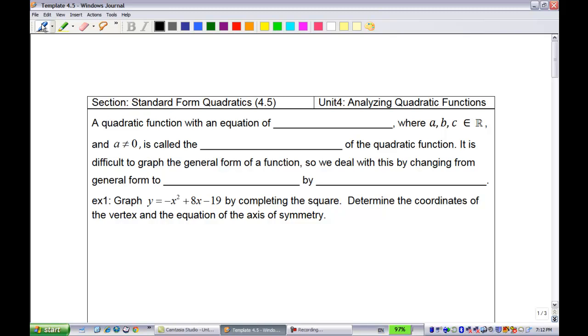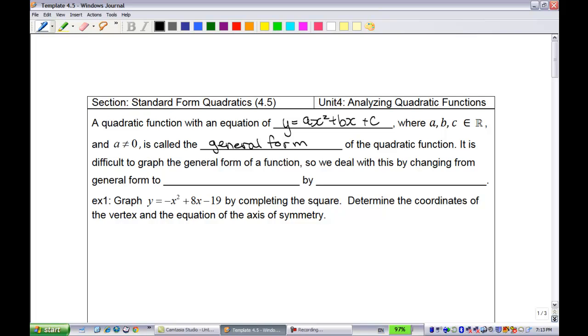So a quadratic function with an equation of y equals ax squared plus bx plus c, and again remember that a, b, and c have to be real numbers, and a can't equal 0, is called the general form of the quadratic function. It's very general because we don't really get too much information from a, b, and c. It's very difficult to graph the general form of a function.